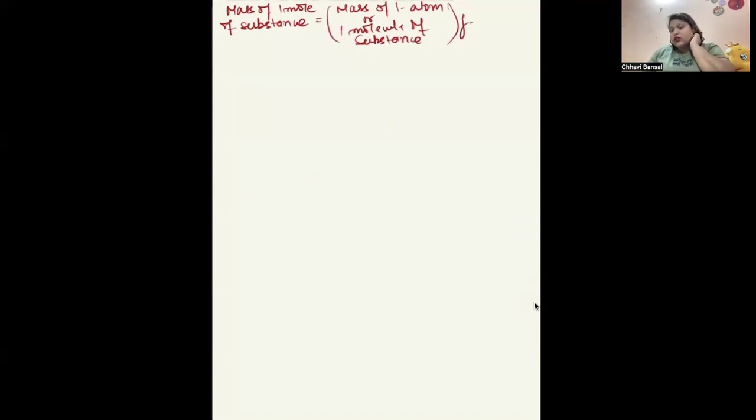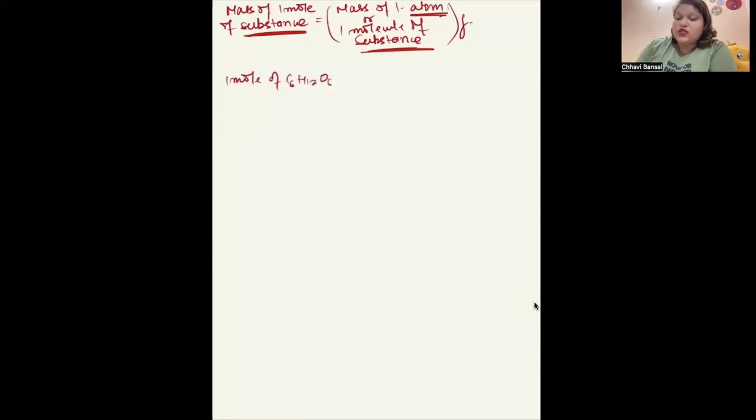Okay. So here, if on this side it is atom, then this side also it will be atom. If this side it is molecule, this side also will be molecule. It depends. Now, if this side is molecule and that side is atom, you have to multiply it with the number of atoms. Okay. So now, for example, 1 mole of C6H12O6, what will be the mass? The mass will be 180 grams.